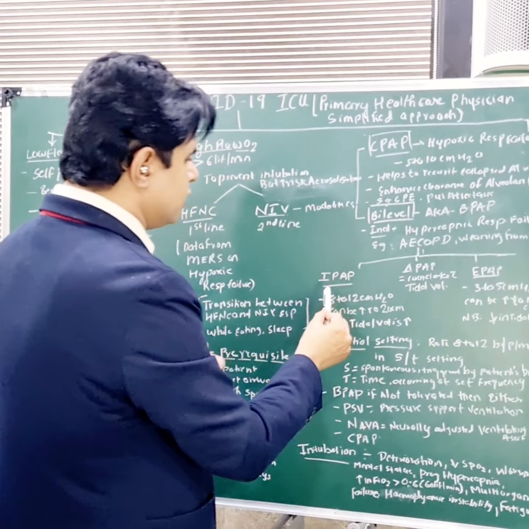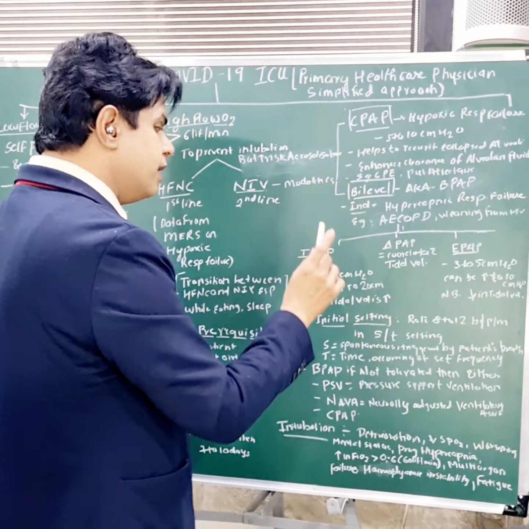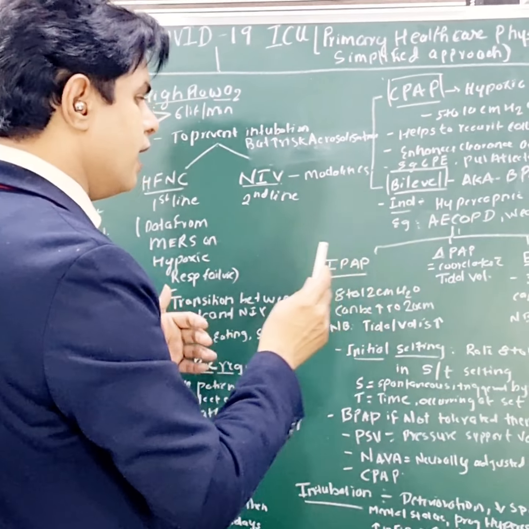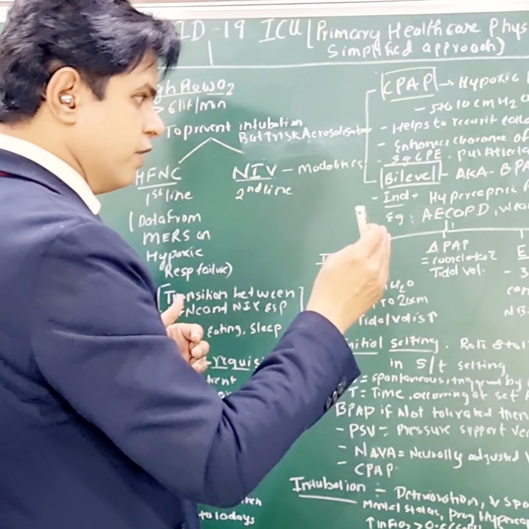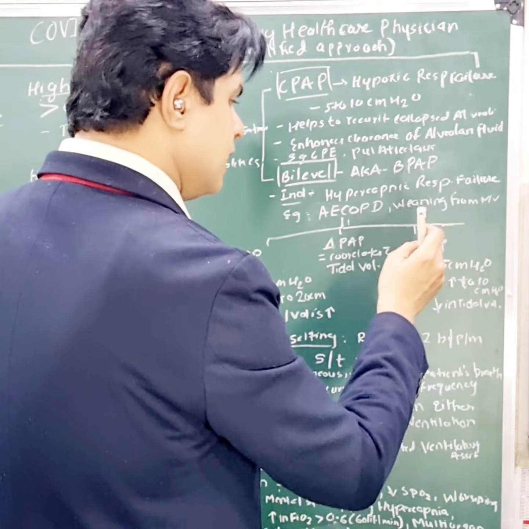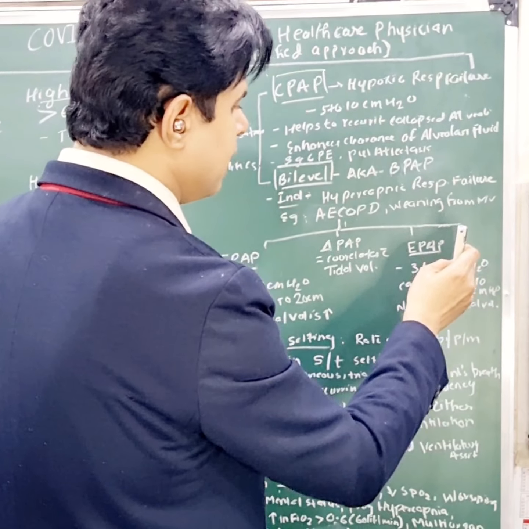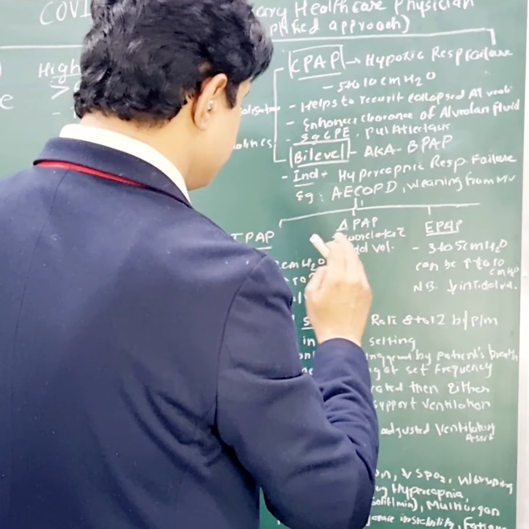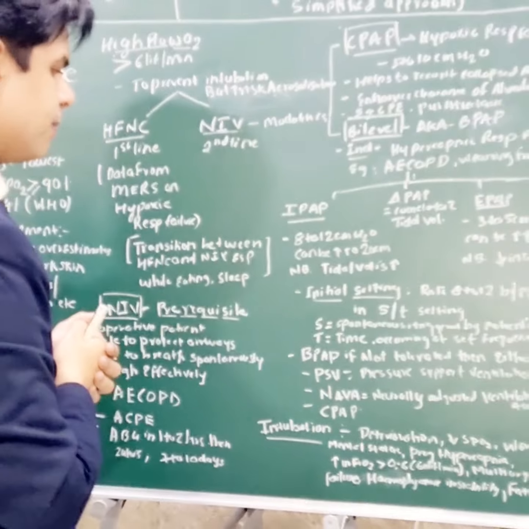Inspiratory pressure is usually adjusted to around 8 to 12 centimeters of water. It can be increased up to 20 centimeters, but be careful that the moment you increase the IPAP values, you may increase the tidal volume. In the case of EPAP, it is usually kept between 3 to 5 centimeters of water. It can be increased up to 10 centimeters, but remember, the moment you increase the EPAP, there is a decrease in the tidal volume. So you have to use clinical judgment when adjusting between these two modalities of BiPAP.